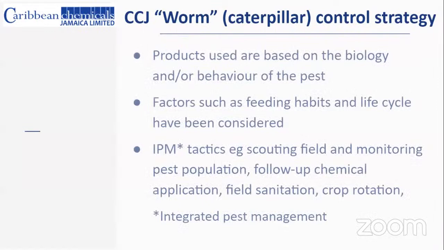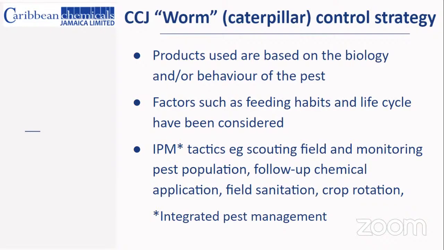Also, we look at the particular chemistries, because a control program is not solely based on a chemical approach. So you've noted that I've also included an IPM factor to it. But our chemistries also need to be based on the biology or behavior of the pest. Very important. Different pests feed in a different manner, and as such, the chemistries or pesticides that we employ in our strategy have to match the feeding habit or biology of the pest. So in this case, we're speaking about caterpillars/worms. Our chemistries have to match how they feed.